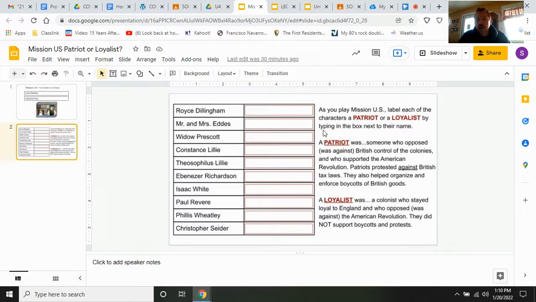All right, so if someone is participating in boycotts and is bad-mouthing the British, they're probably a patriot, right? And if someone is saying, no, we should follow the law, they're probably a loyalist. You might have to talk to these people more than once before you can actually figure out if they're a patriot or loyalist. So just keep an open mind as you play through the different levels of the game.